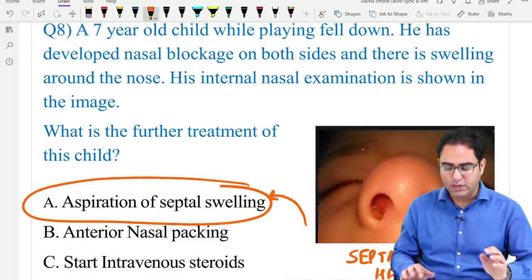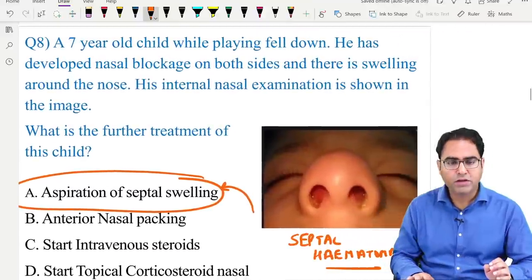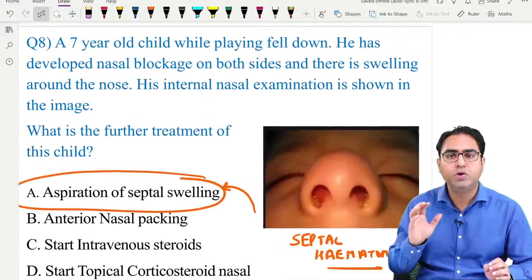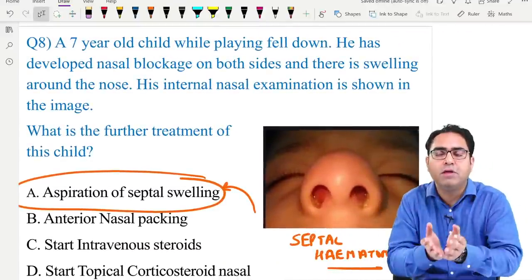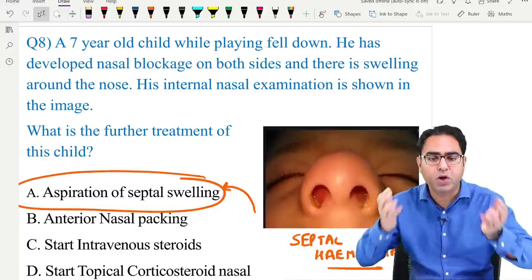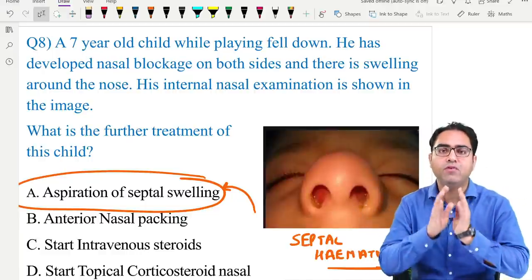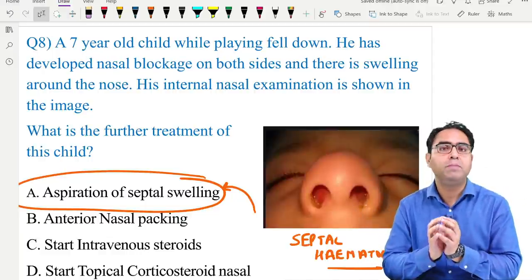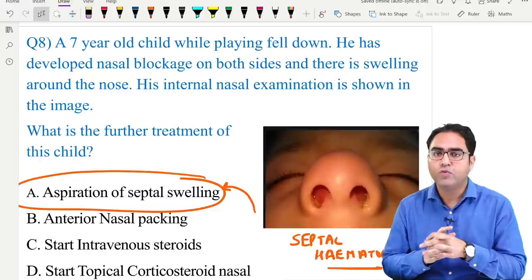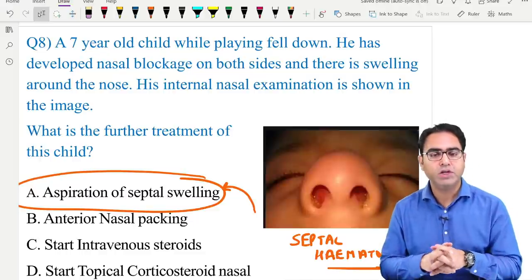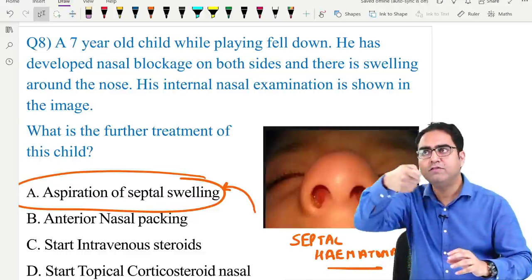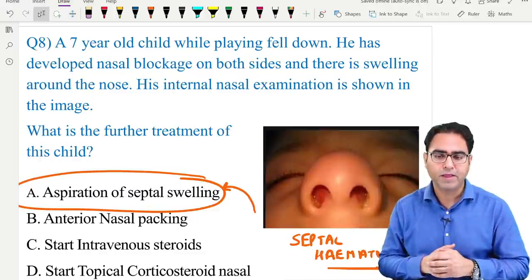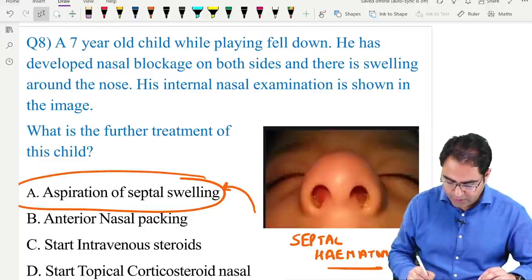The trauma is there in this patient, and you must make sure that the patient does not have this hematoma for many, many hours and days, because this septal hematoma can get infected and can lead to septal abscess and septal perforation. So we don't want septal abscess or septal perforation. So you must aspirate this septal hematoma urgently. Septal hematoma is clear.